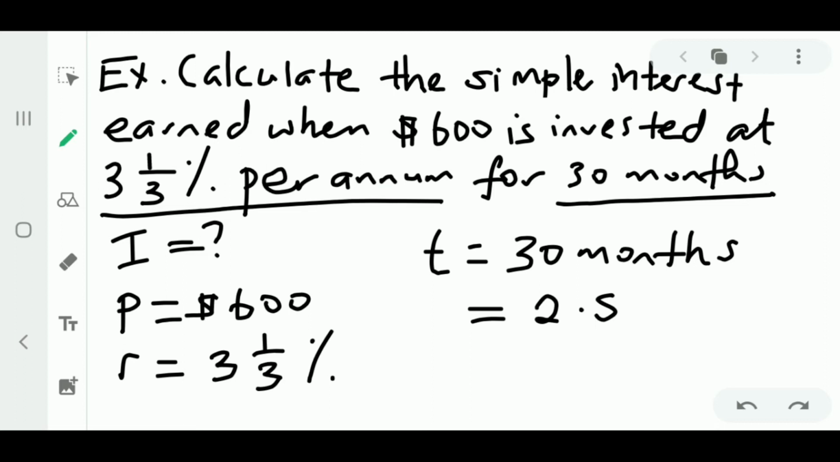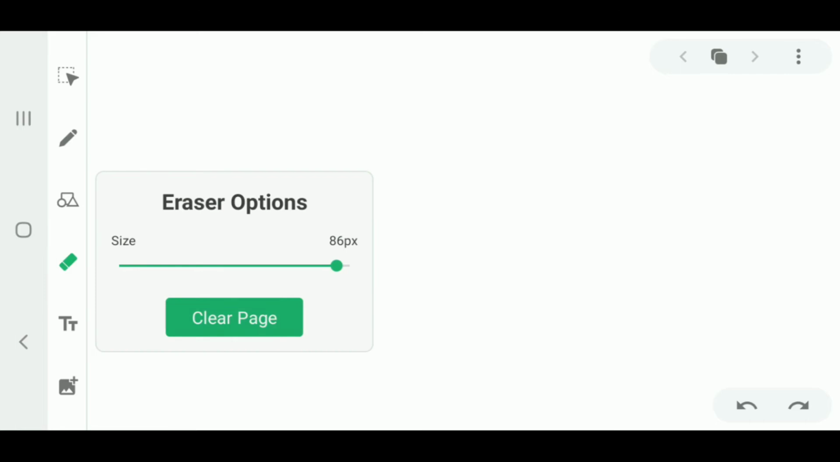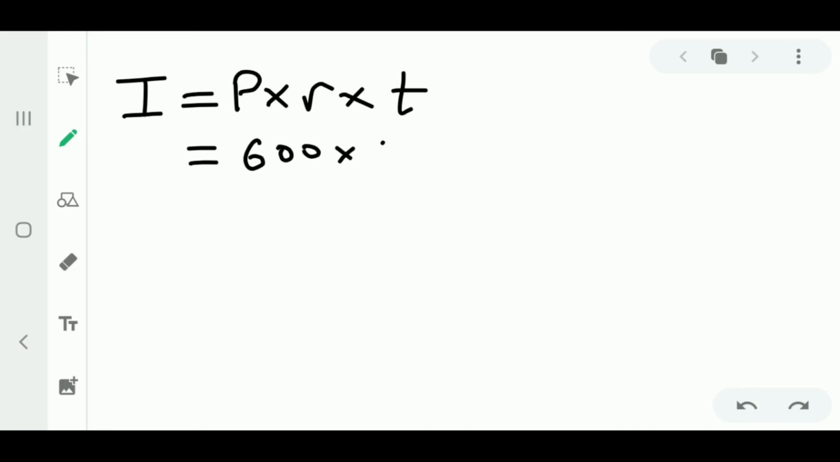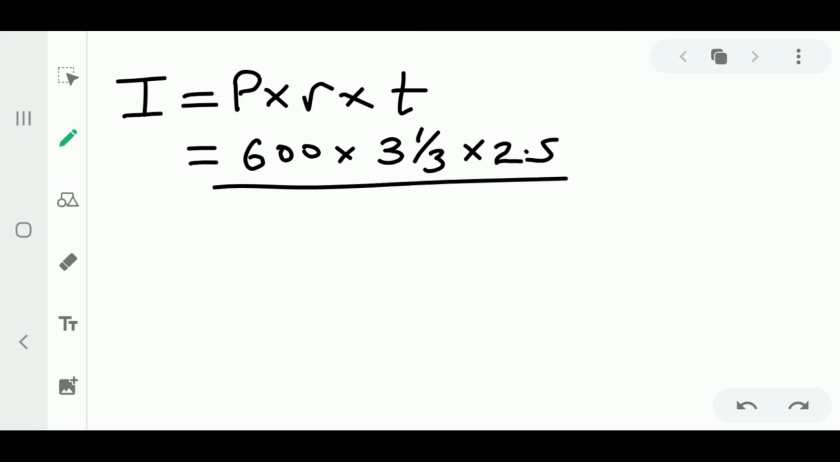So now I is equal to P times R times T over 100. So it's 600 times 3 1/3 times 2.5 over 100, and this gives you simple interest of $50.